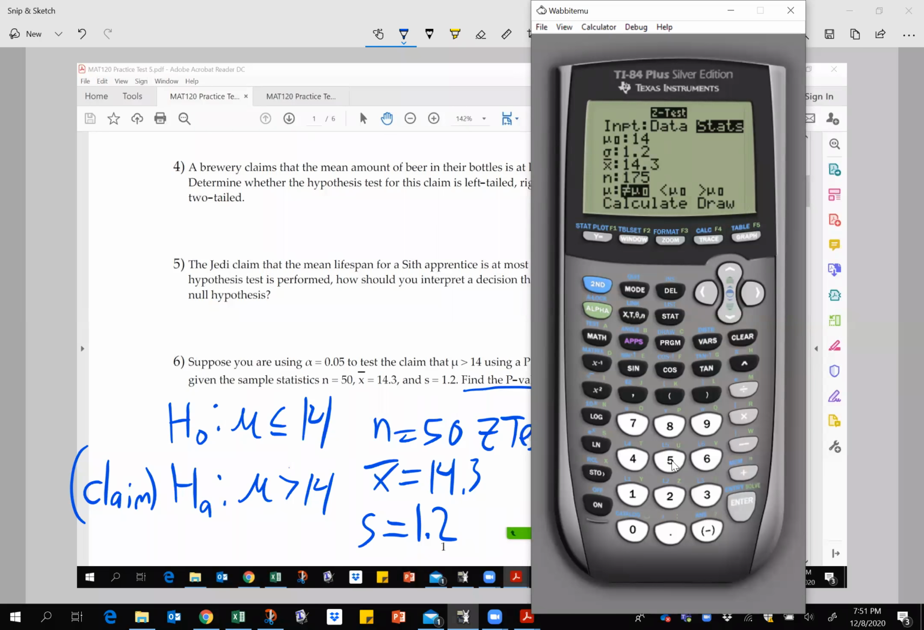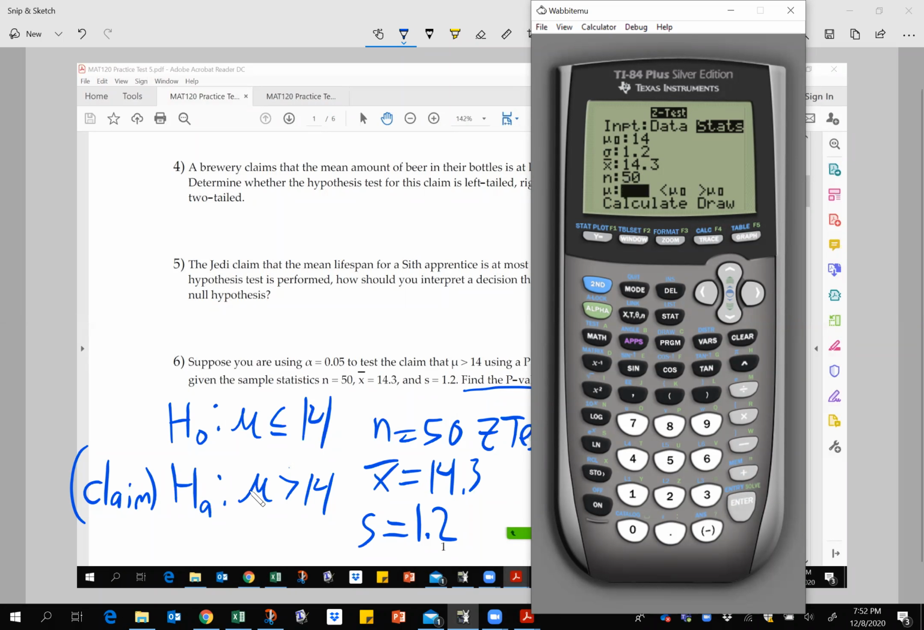Our sample size was 50. And last but not least, this is extremely important. We now need to choose the appropriate tailness of the test. One of the things that you should notice is that all of these symbols that are being used here are ones that could only ever come from an alternative hypothesis.